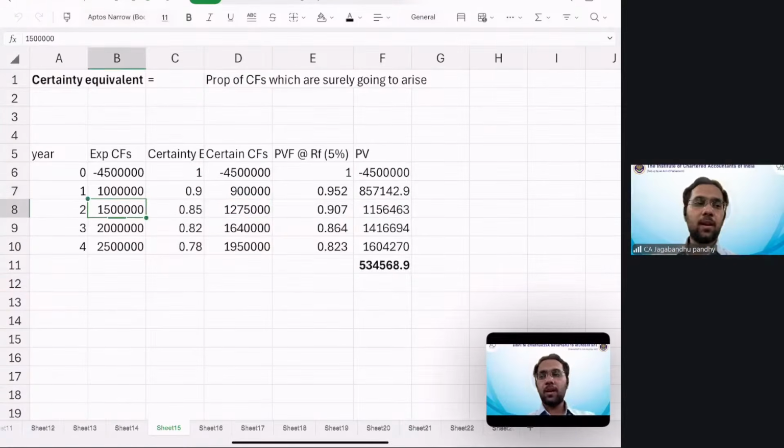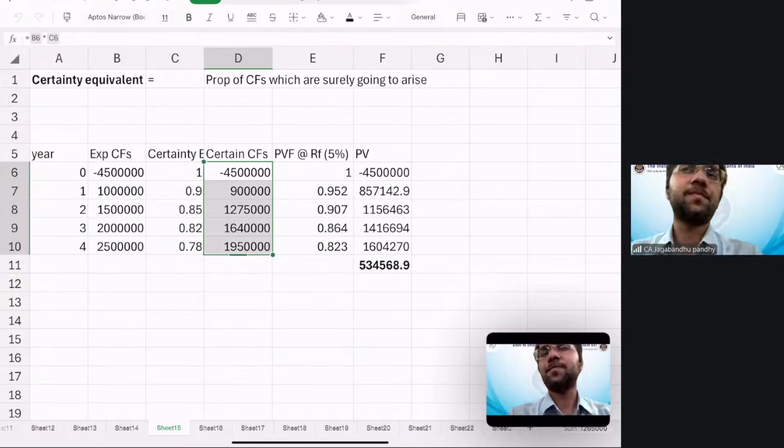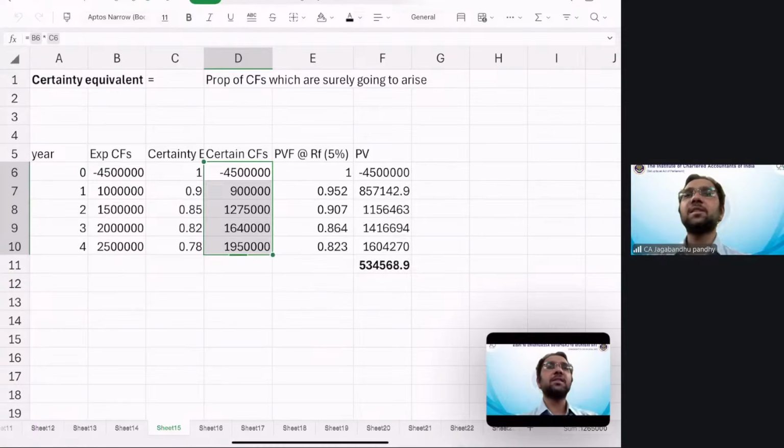So 15 lakh, if it's expected cash flow, and we have the certainty equivalent of 0.85, it means 85% of these cash flows are very much certain or sure. And if we are taking the certain cash flows, the sure cash flows, what should be the discount rate for these cash flows then, guys? What should be the discounting rate? Risk-free rate, right? Because the cash flows are certain, the cash flows are sure, we need to discount at the risk-free rate.